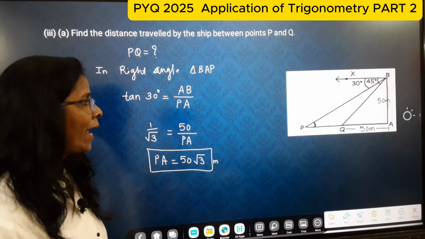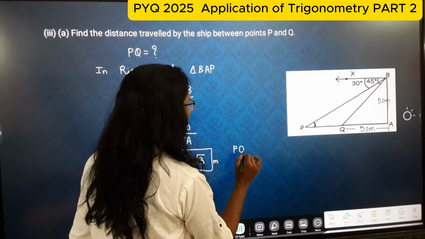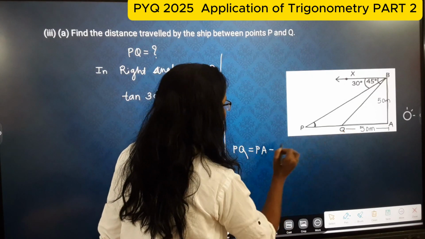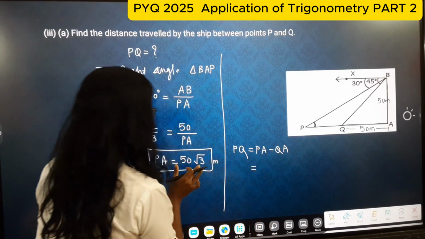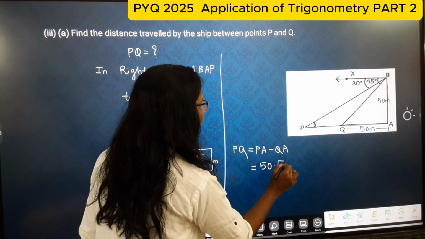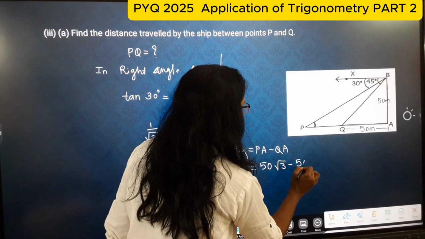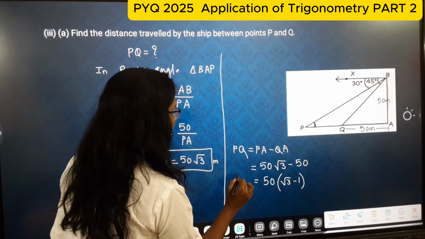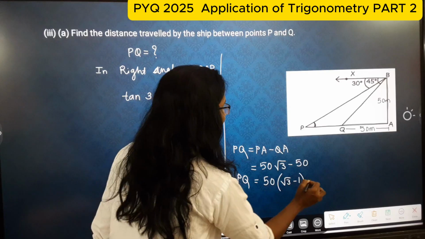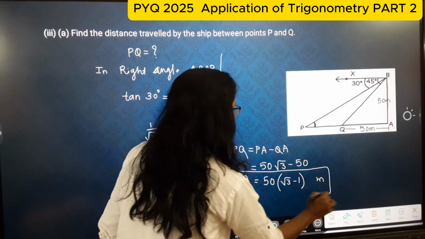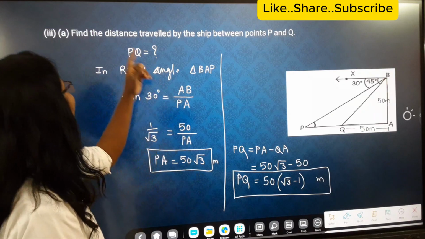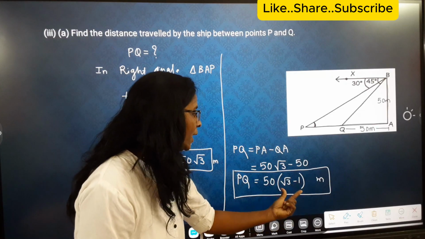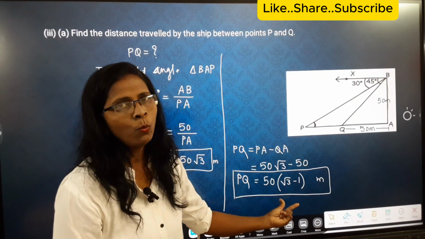So now we have to calculate the PQ. So how can we calculate the PQ? We calculate the PQ as PA minus QA. So now PA is 50 root 3, minus QA is 50. So now students, common is 50, then root 3 minus 1. So here PQ is equal to 50 times root 3 minus 1 meters. Okay, this way, the distance traveled by the ship between points P and Q is equal to 50 in the bracket root 3 minus 1 meters.